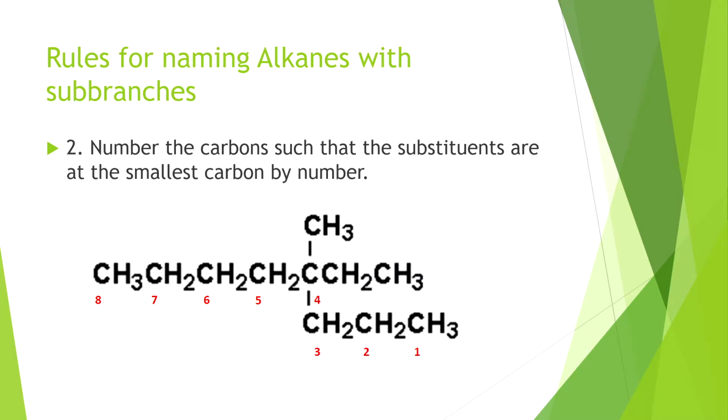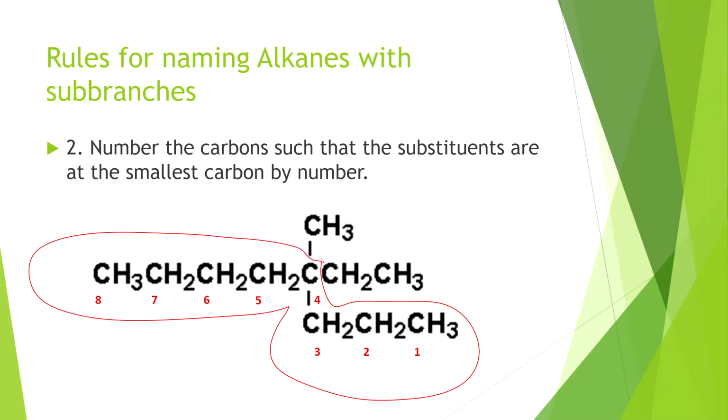Now let's move on to rule number 2. Rule number 2 states, number the carbons such that the substituents are at the smallest carbon by number. So let's take a look and identify the substituents first. We have said this is the main chain. So these side branches or side chains are the substituents.